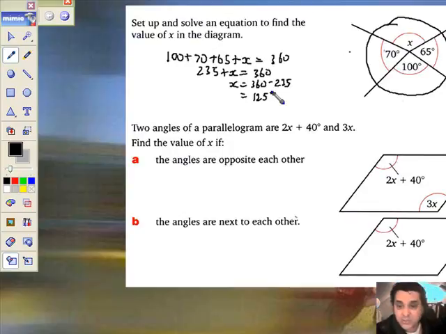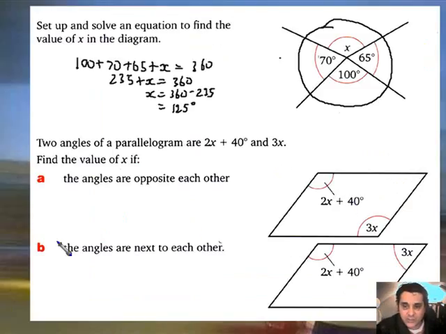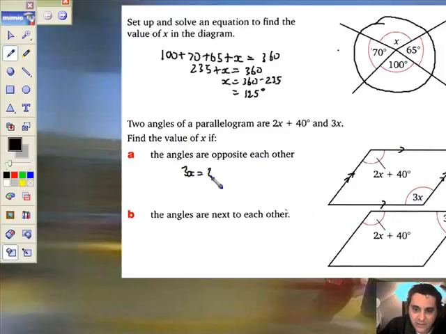Now, next one I presume is also grade E. Let's call it F. Well, D perhaps. We're told two angles in a parallelogram are 2x plus 40 and 3x, and we're told to find the value of x if the angles are opposite each other. That's situation A, and situation B is on this side. If it's a parallelogram, then that's parallel to that, and that's parallel to that, which means the opposite angles are equal. So, simple equation, we've got 3x equals 2x plus 40.